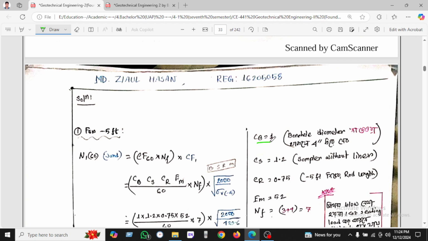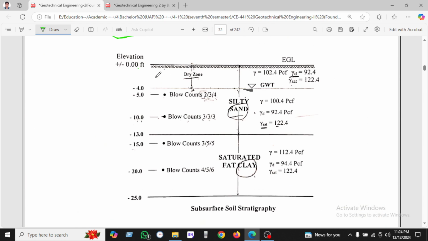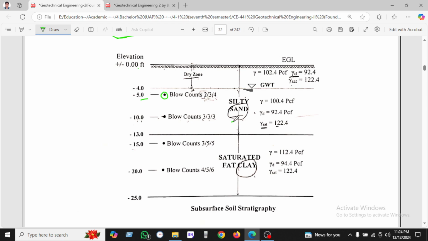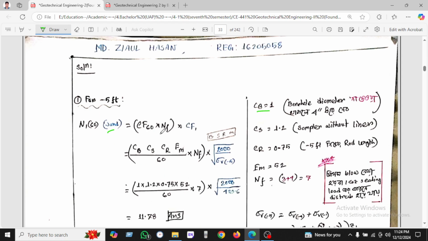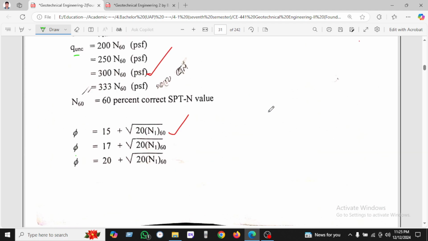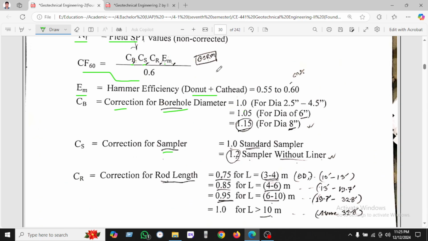So we know, we'll calculate for the first count at 5 feet below the ground. So N160, because this is sand, we can see here the sand. The formula will be CF60 into NF. What is CF? CF is the product of the correction factors times NF, and CN is the overburden pressure correction. So we can see CB is 1 because the borehole diameter is 4 inches, and CS is 1.2, the sampler without liner. So these are given here.